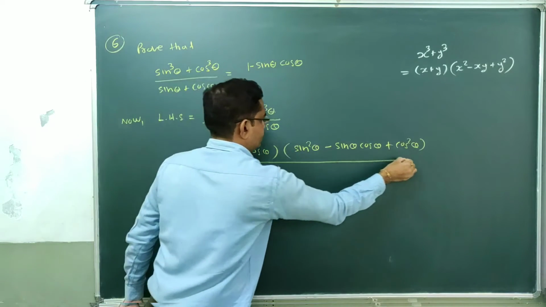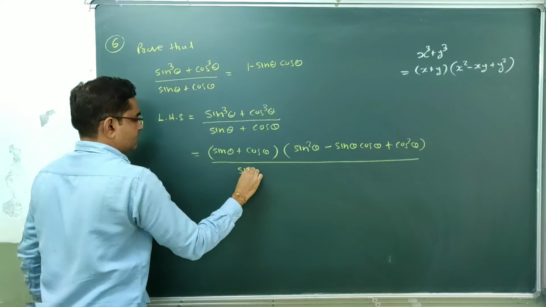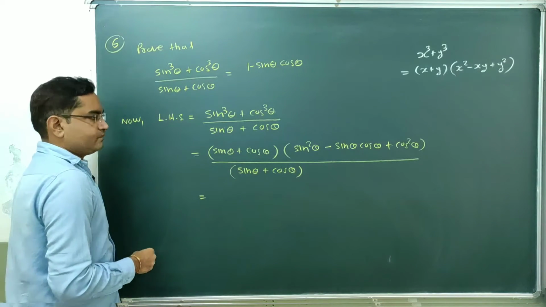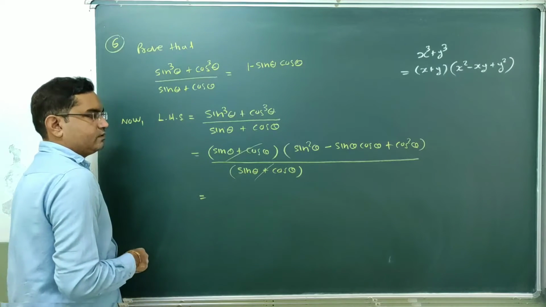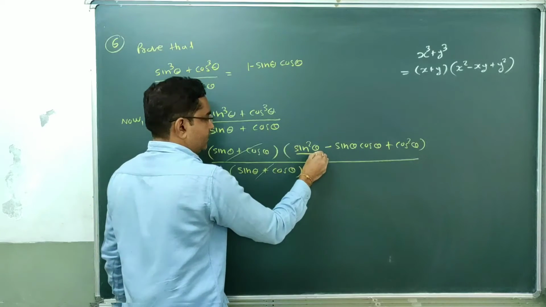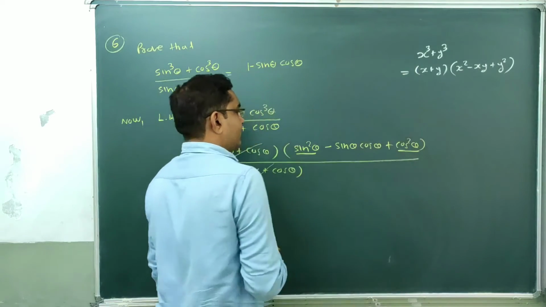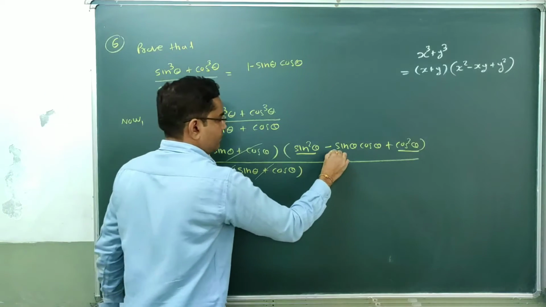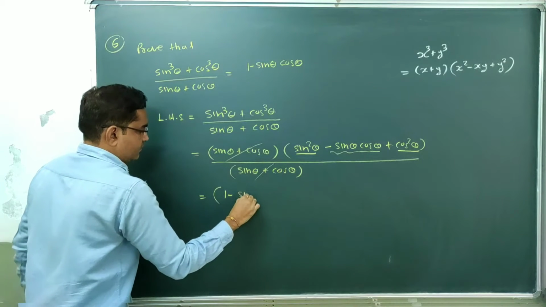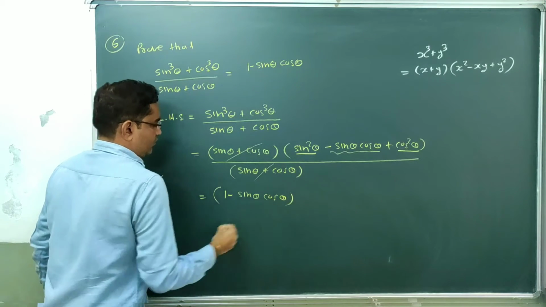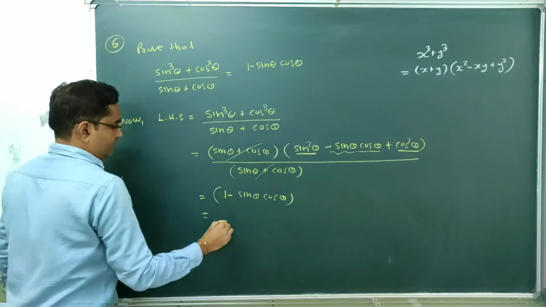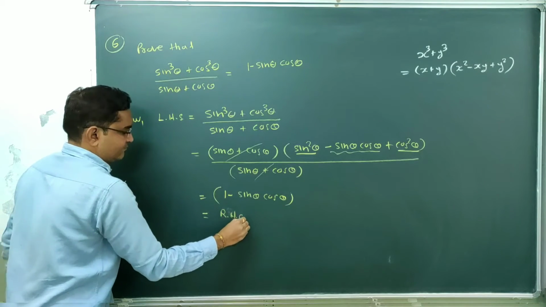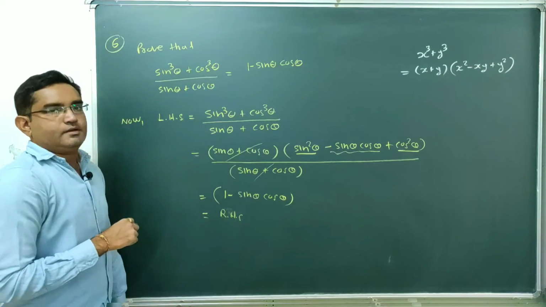whole divided by sin theta plus cos theta. Now simplification. This bracket sin theta plus cos theta, same bracket, it will be cut. Now here it's a sin square theta plus cos square theta. So what is sin square theta plus cos square theta? First identity, which is equal to 1, minus sin theta cos theta, and that we have to derive. So this is our required right hand side. Clear, students? So this is how you can solve this prove that sum.